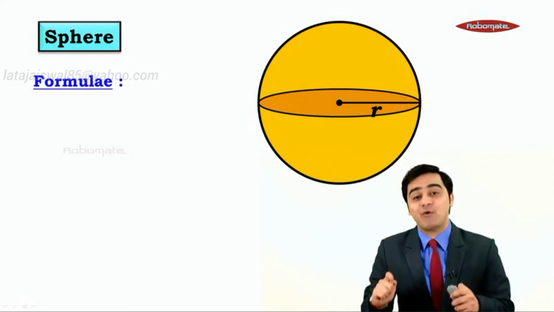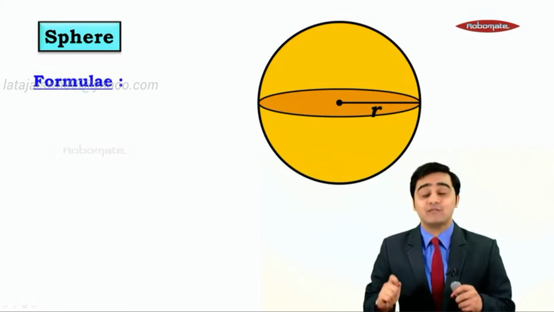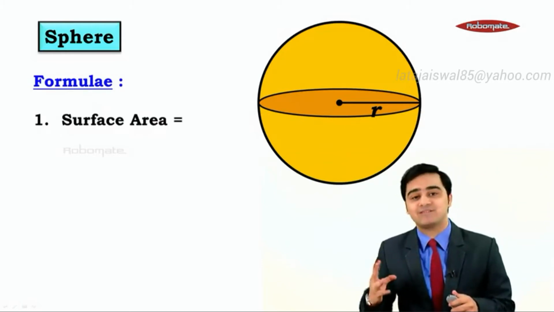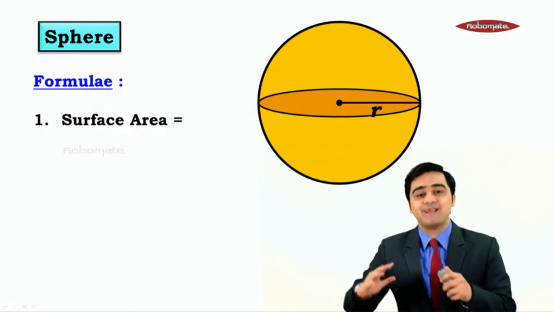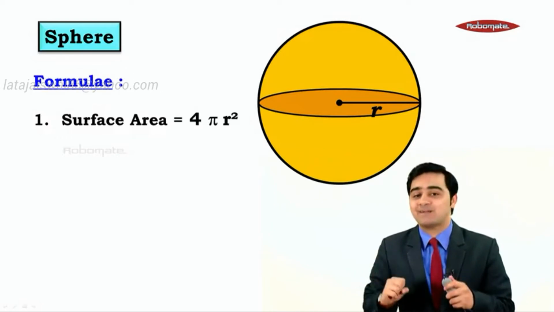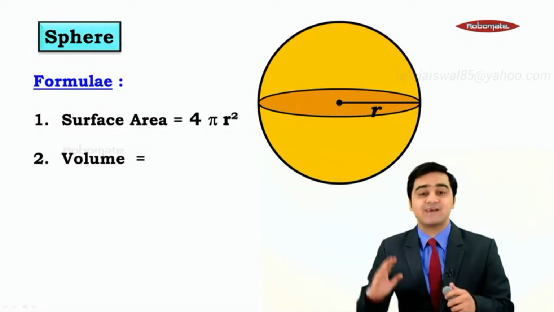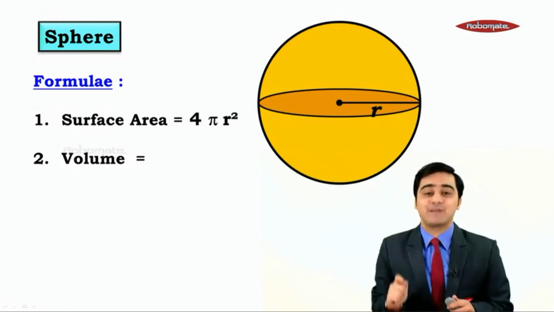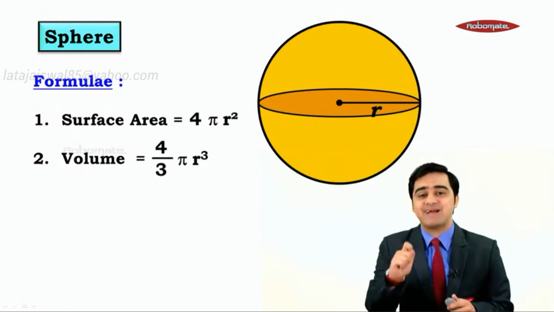Now let us understand the formulae related to a sphere. The first formula which we can understand for a sphere is the surface area or total surface area. The formula for finding the surface area or total surface area of a sphere is 4 pi r square. Next we can consider the formula for the volume of a sphere. The formula for finding the volume of a sphere is 4 upon 3 pi r cube.